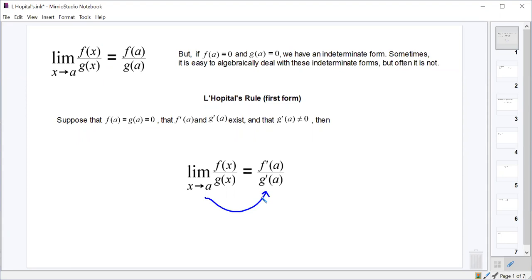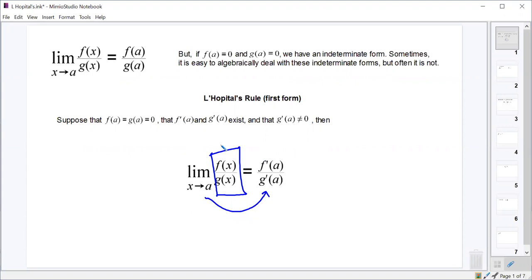Okay? So all you do is take the derivative of the top, you take the derivative of the bottom, and you evaluate those at A. Does that make sense? What you are not doing is taking the derivative of the full f over g using the quotient rule. It is just a derivative of the top divided by a derivative of the bottom. Good or no?